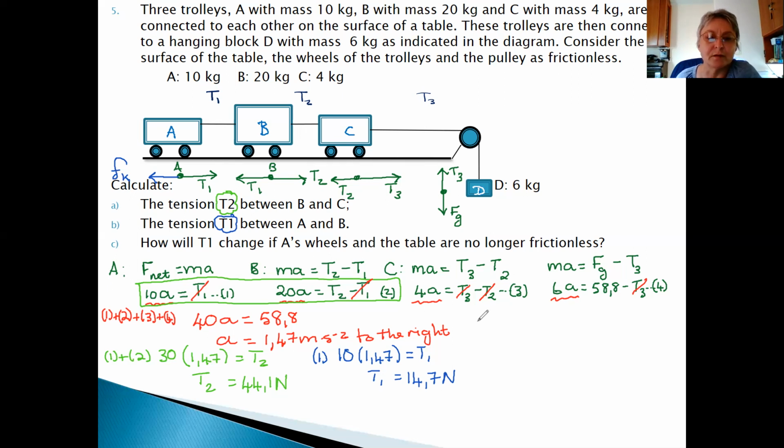Tension increases if the friction is increased. So with number C, friction will increase the tension. It would be more difficult to move A.